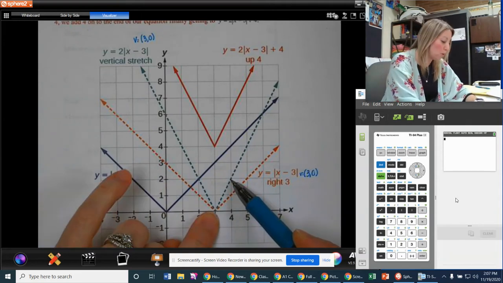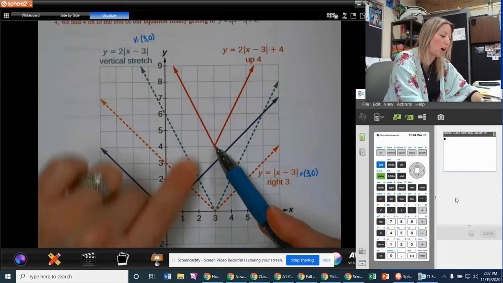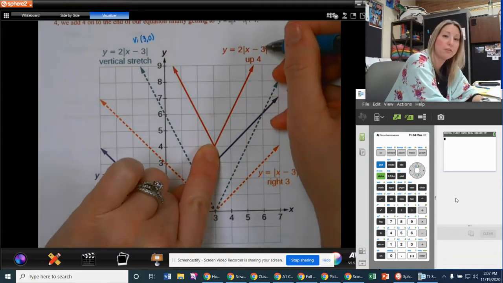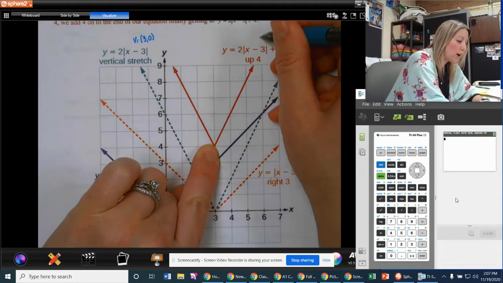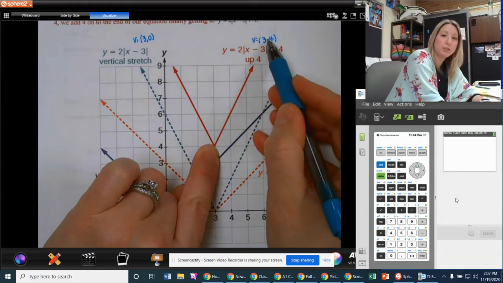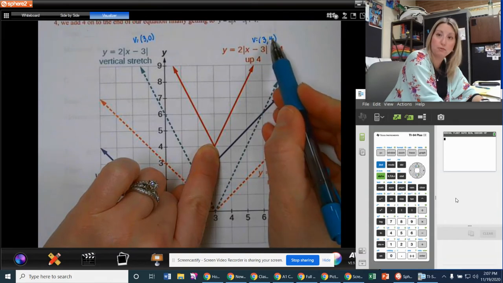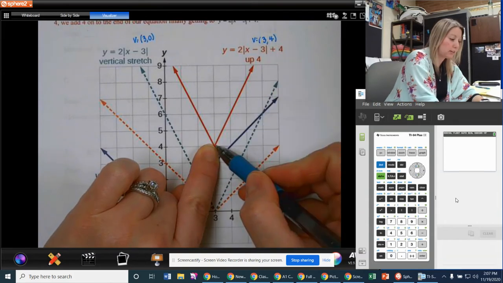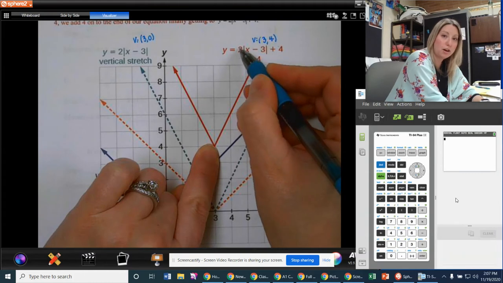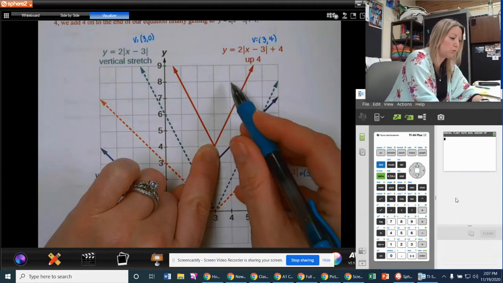So now one more move that I'll make with this whole thing is I'm going to move the whole vertex up 4. So now I've got this equation right here where for the vertex, you pull 3 and 4. 3 is the opposite sign of what's in the bars. 4 is the correct sign of what's outside of the bars. That's where my vertex is, and my slope is the number in front of the absolute value bars, up 2, right 1, up 2, right 1.